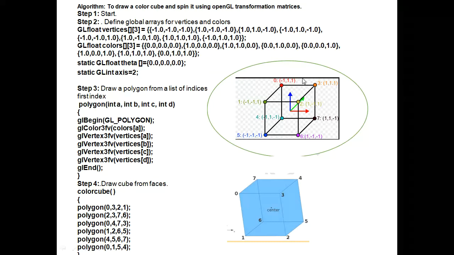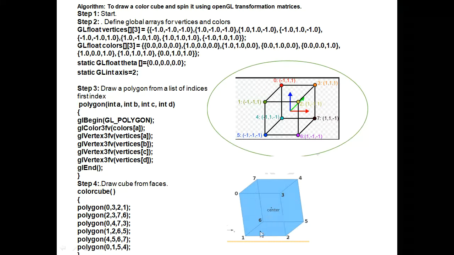Here you can observe the cube. How many faces are there? Totally six faces are there in the cube. And totally how many vertices are there? One, two, three, four, five, six, seven, eight. Eight vertices are there, and each has its own coordinate values, x, y, z values. To draw individual vertices, they require x, y, z coordinates that are initialized in the array variable called vertices. We'll discuss this one.